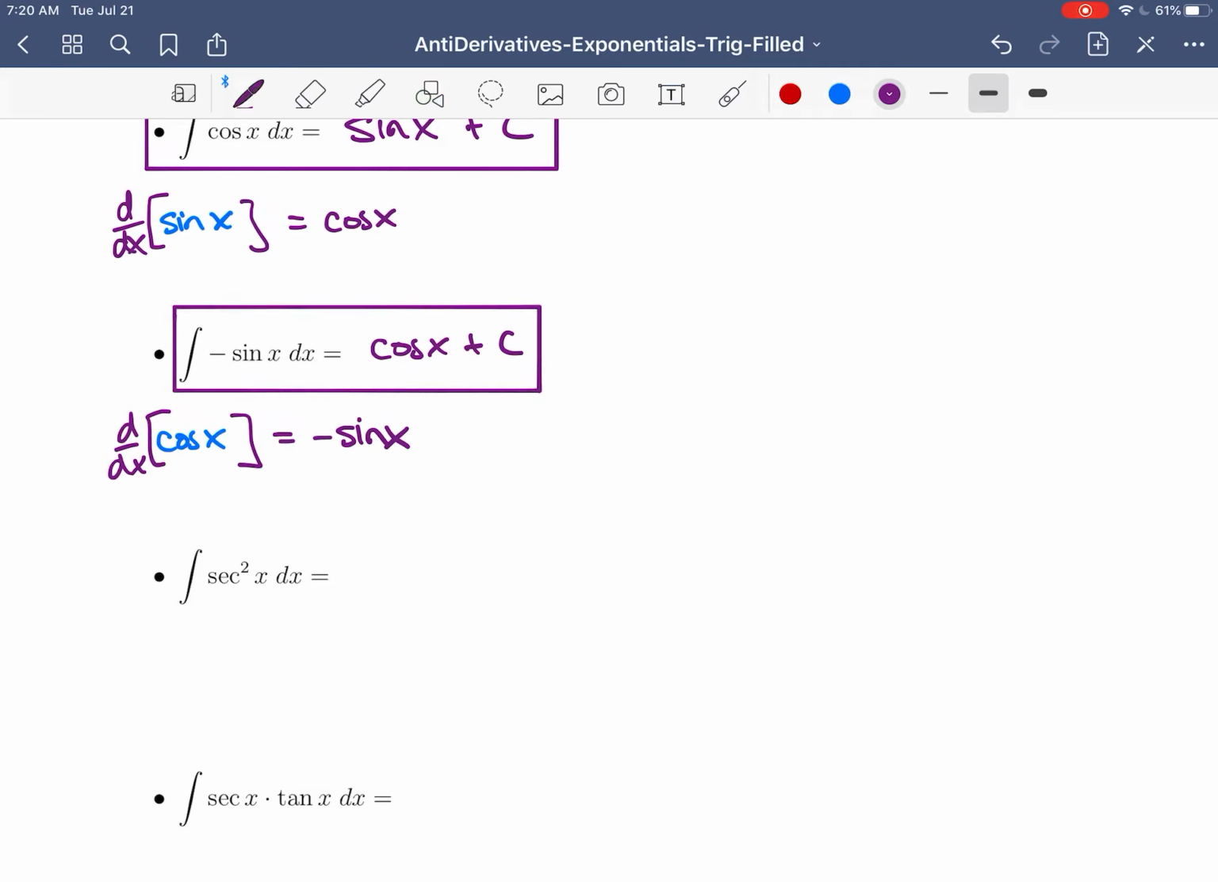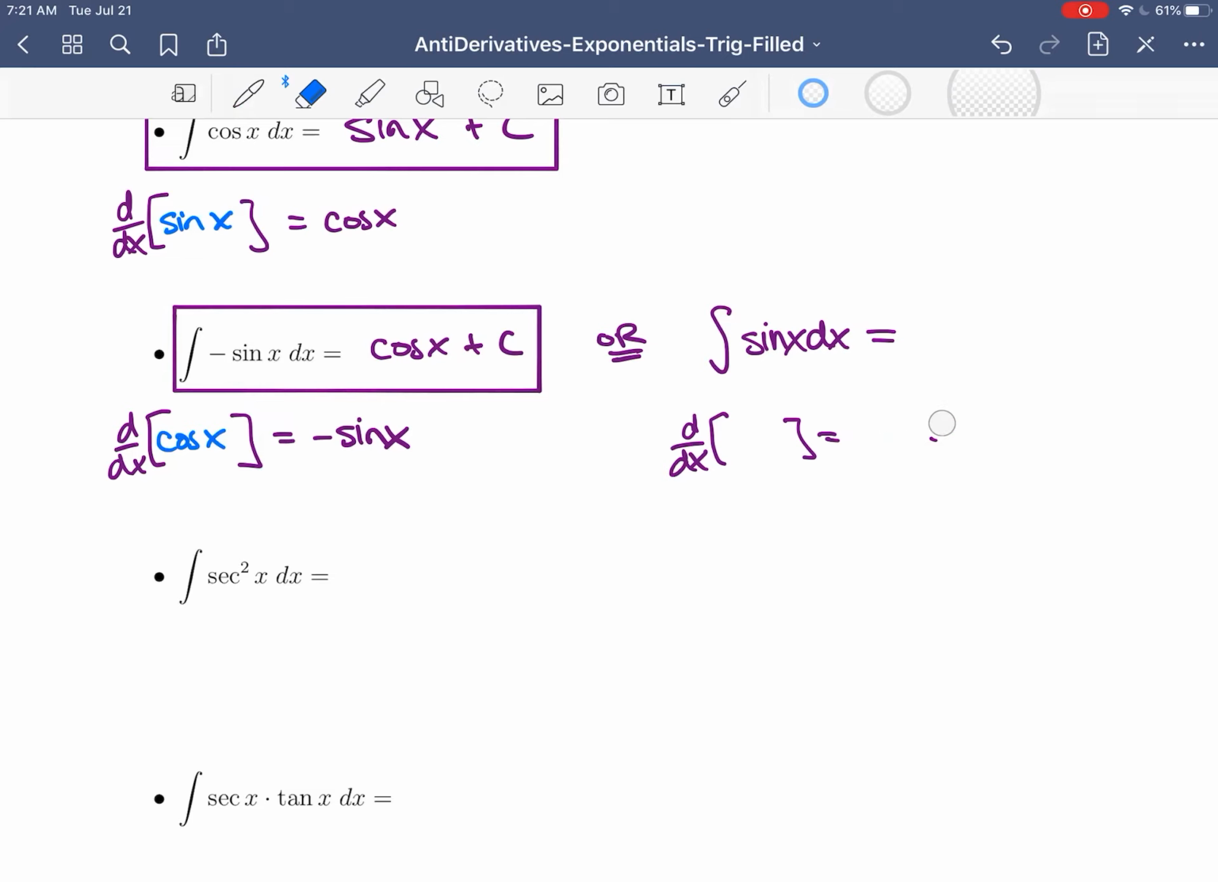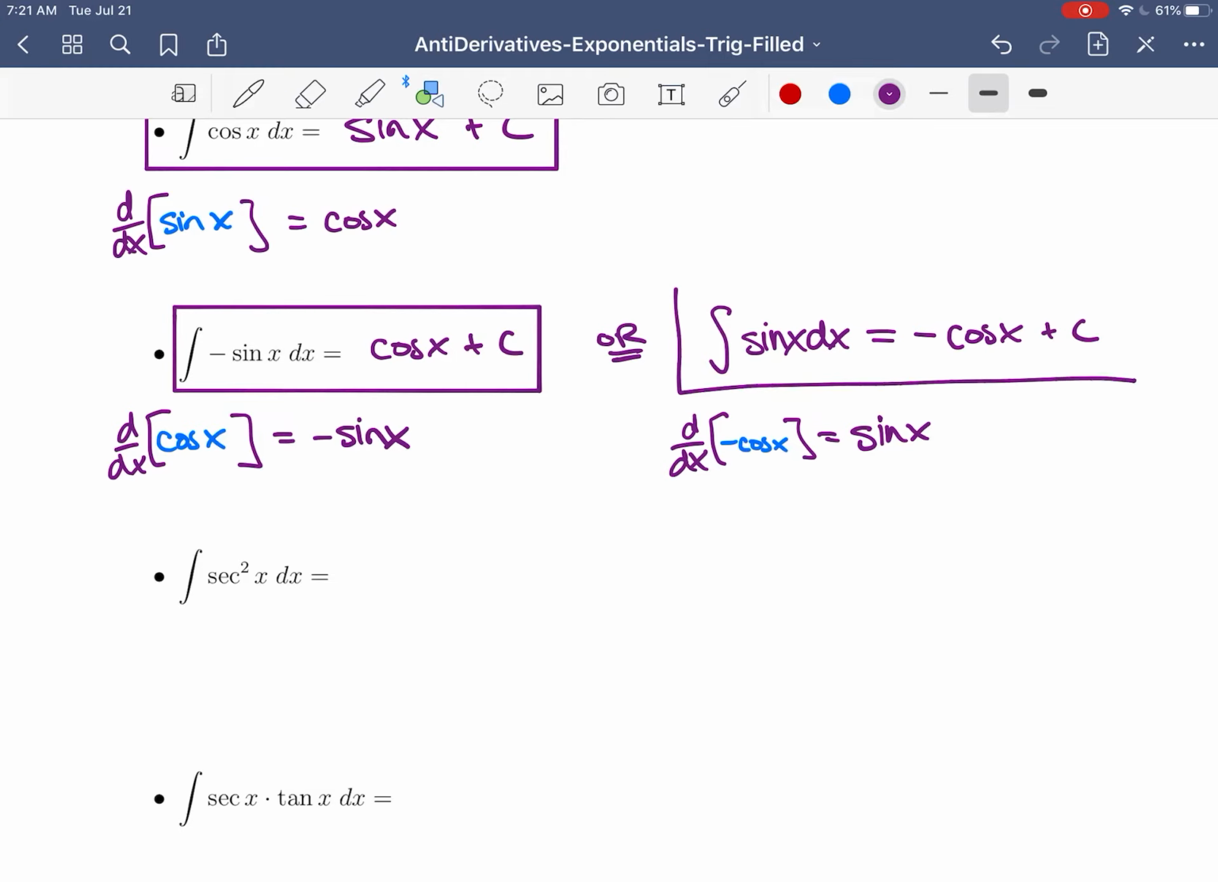Another way to write this one, because the negative is in the integral, you could actually just omit the negative. So it's going to be sine x dx. Then I want the derivative of something to be just sine x, so not negative sine x. So my function is going to be negative cos x, because I want to get rid of that negative. So this is going to be negative cos x plus c. That's another way to think of this antiderivative.